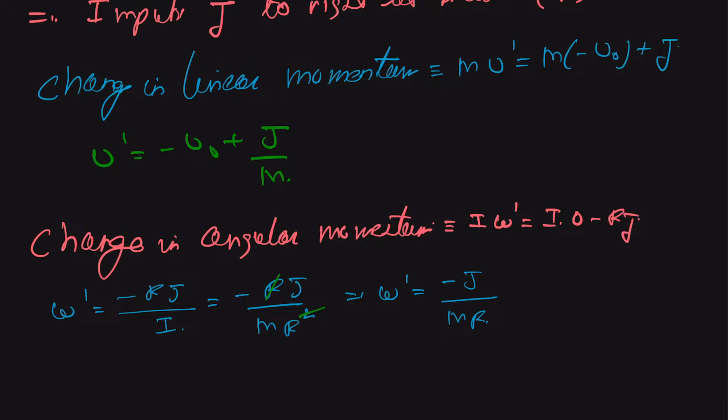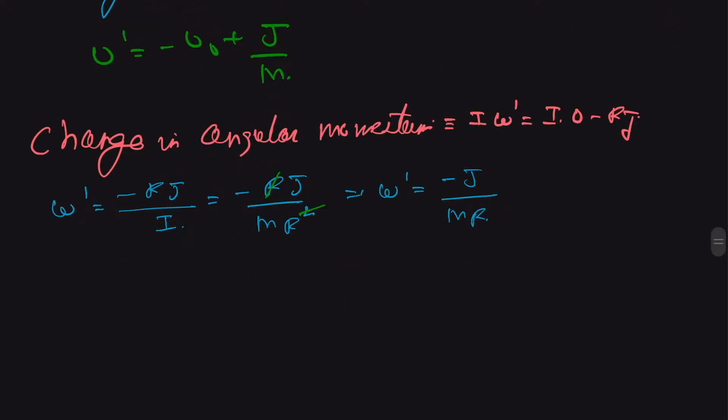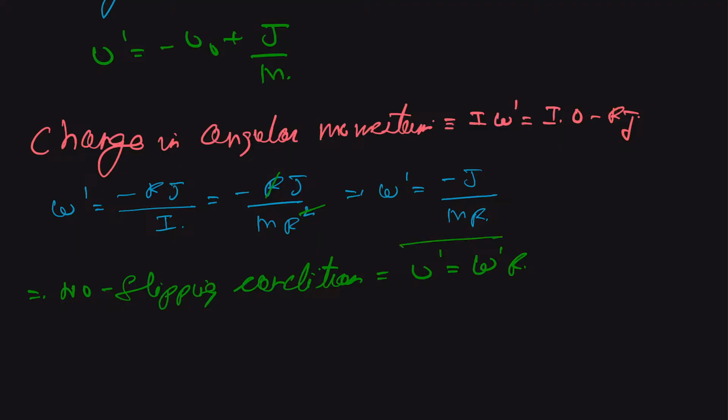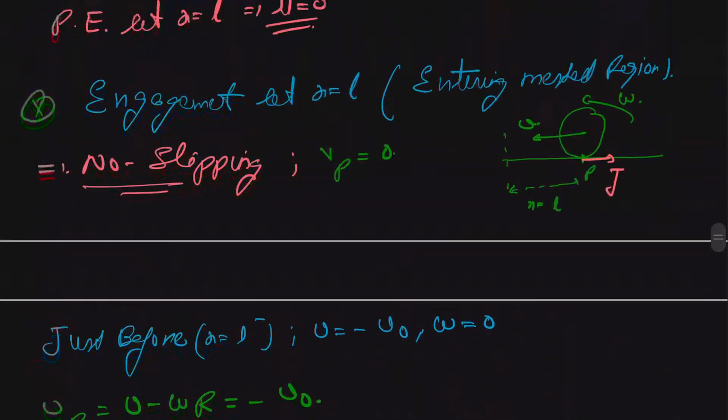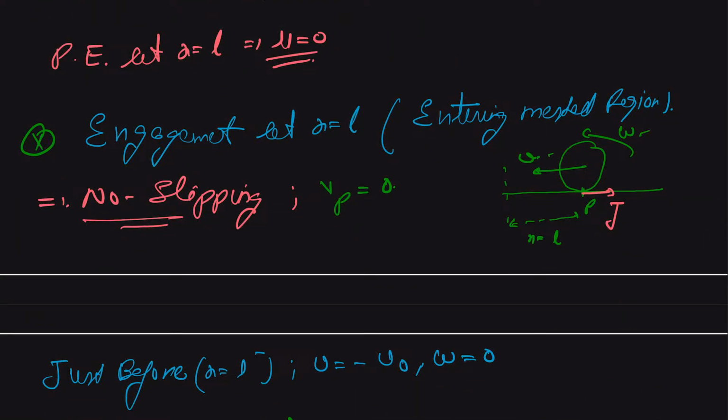And we know that for the no slipping condition, V prime should be equal to omega prime times R. This is the no slip condition, and we have to remember that this omega and V are just before entering the point P, at x is equal to L negative, and as soon as it becomes x equal to L, the velocity changes to V prime, and the angular velocity changes to omega prime. That is a major difference.